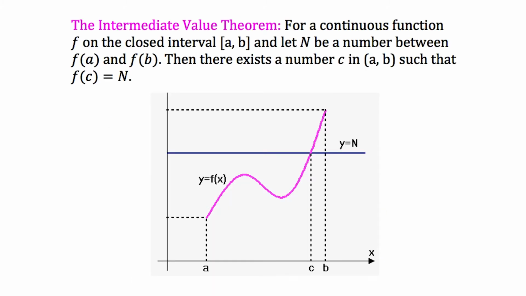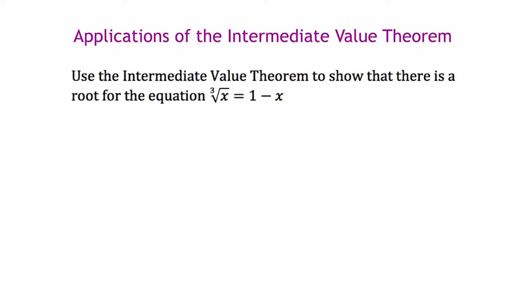The intermediate value theorem states that for a continuous function f on the closed interval [a, b], and for any number, let's say n, between the values of f(a) and f(b), there has to be a number c between a and b such that f(c) equals n. Basically, it says that since the function is continuous and the curve has no hole, then as the y value goes from f(a) to f(b), all values between f(a) and f(b) have to be covered as x gradually varies from a to b. Let's do one problem that utilizes the intermediate value theorem.